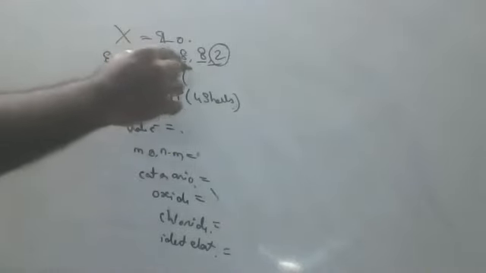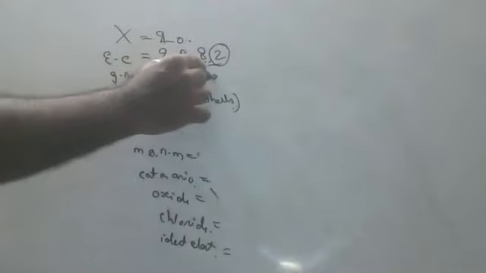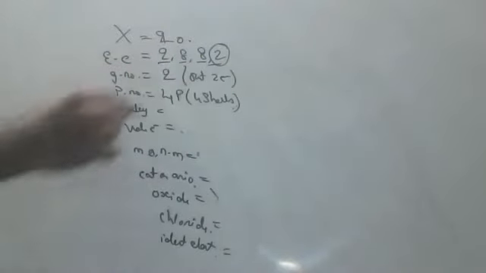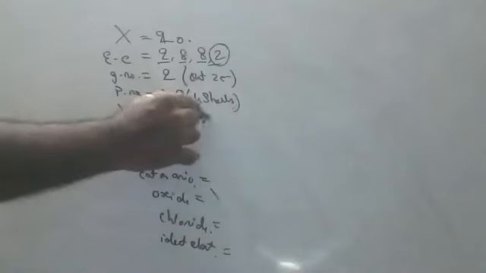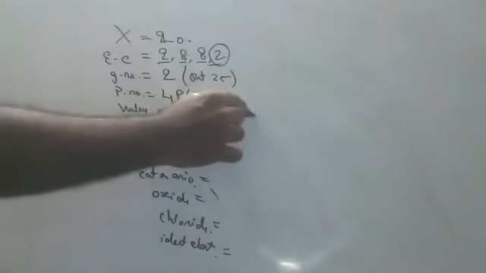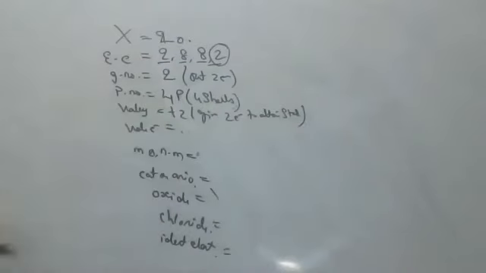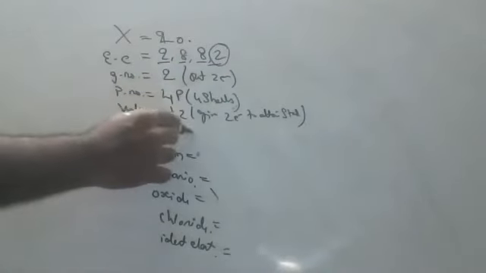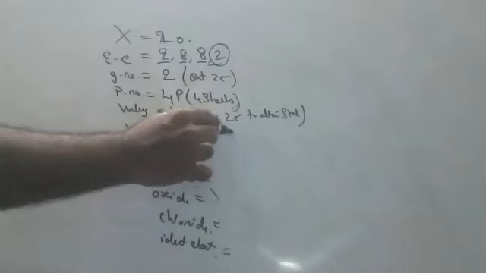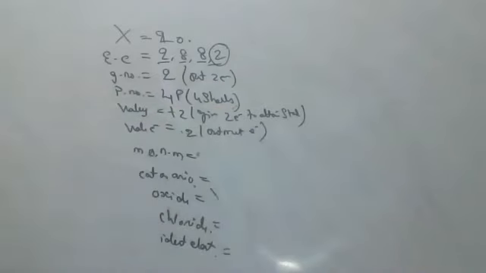Group number 2. Why group number 2? Outermost 2 electrons are there. Valency plus 2 because it gives 2 electrons to attain stability. Whose stability? Noble gas. Valence electrons 2. Outermost electrons are equal to valence electrons.